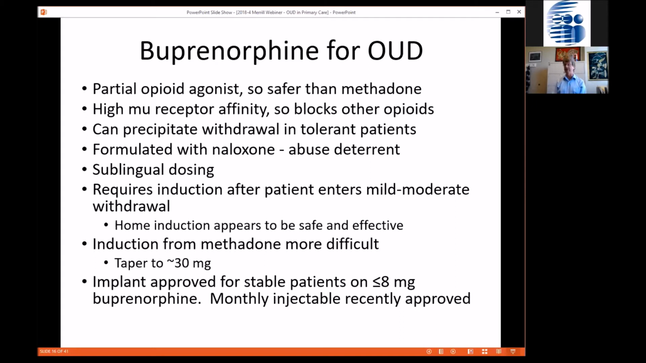There's also a monthly injectable version that was recently approved. And really the data shows that it's better than placebo. It hasn't been shown to be better or worse or the same as sublingual buprenorphine.